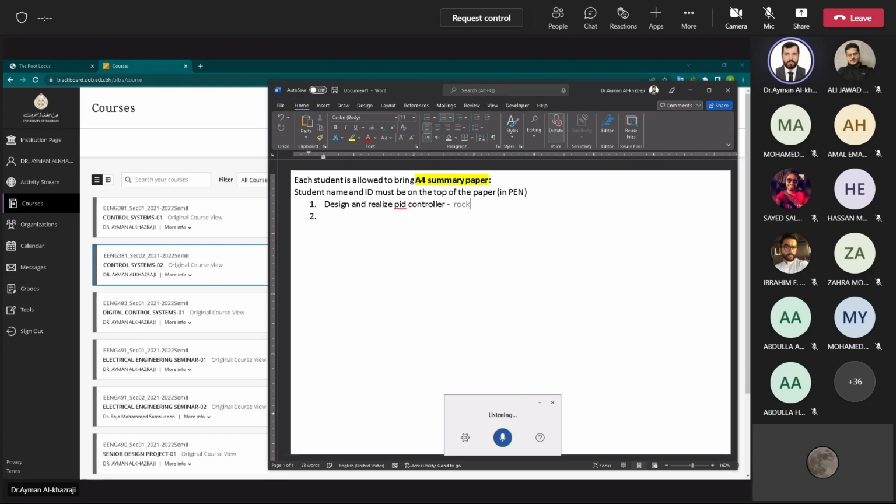Practical approach. Design lag compensator. So this is only design, don't realize. Okay, I ask you just to design lag compensator to improve steady state error by X times.